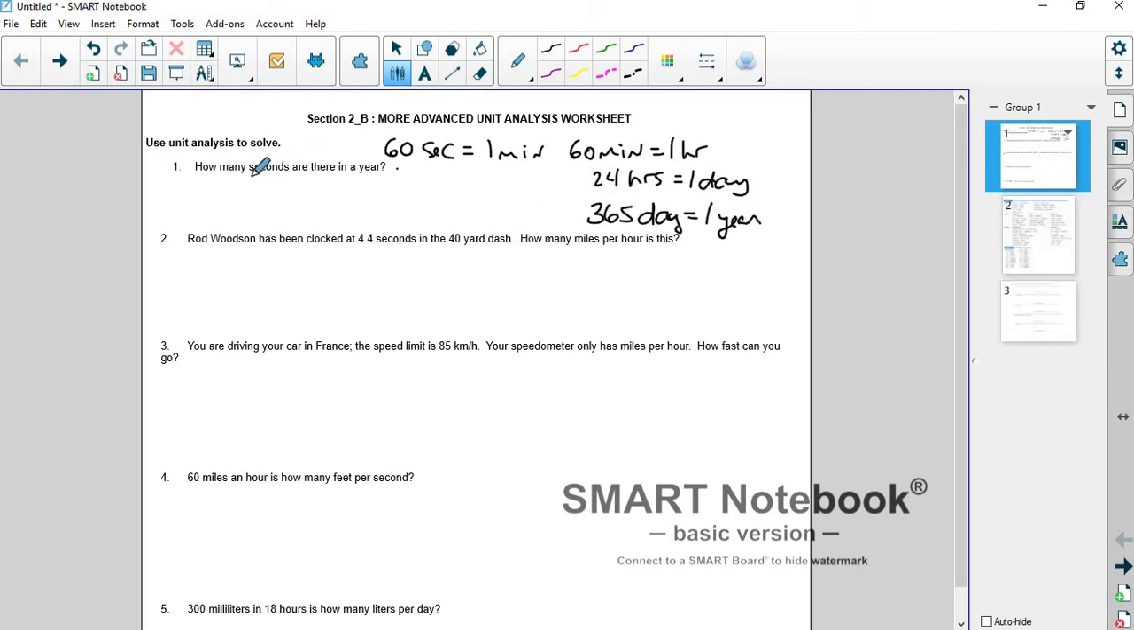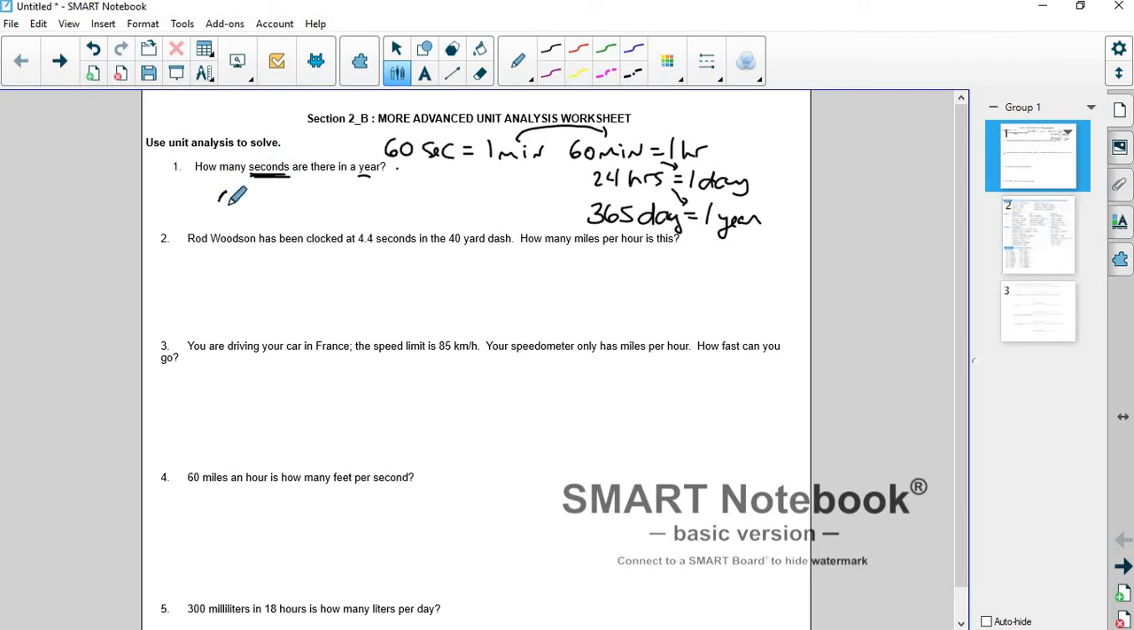Seconds to years means that we've got to translate one step at a time. You can't necessarily go straight from seconds to years. We don't have a conversion like that, but you just have to find an intermediary. So minutes goes to hours, hours goes to days, days goes to years, and then we can do it. So how do we do something like that? How many seconds are in a year?